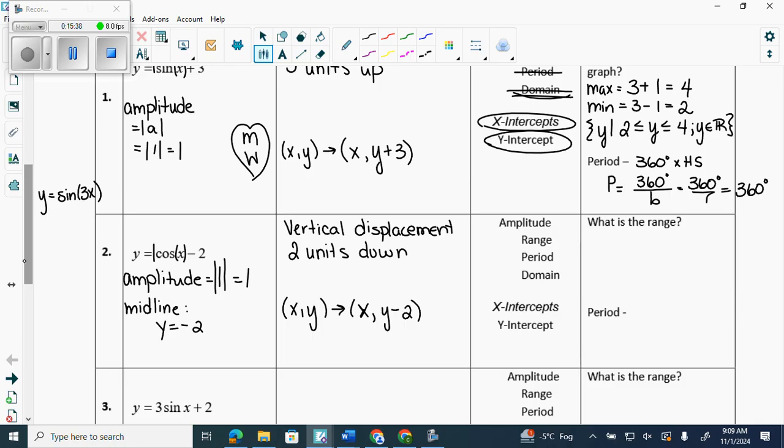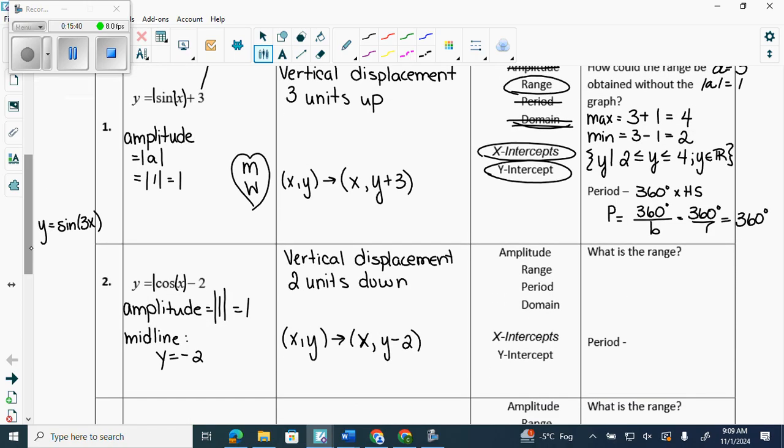And the same things will happen that happened here, right? Even if it's a cosine graph. My amplitude doesn't change. My range does. Period doesn't. Domain doesn't. X-intercept does. Y-intercept does.